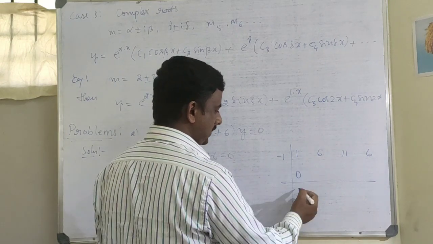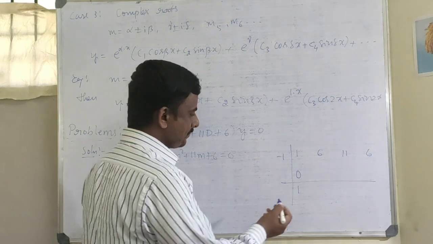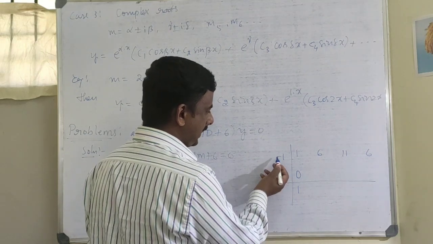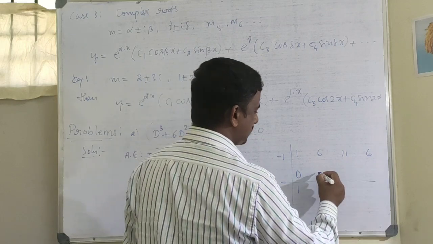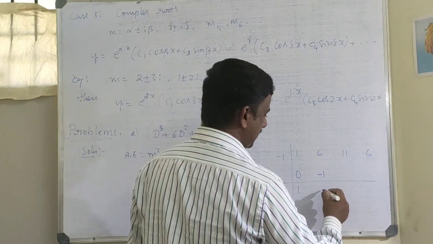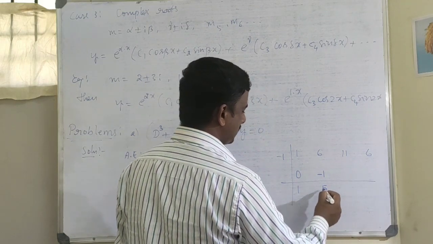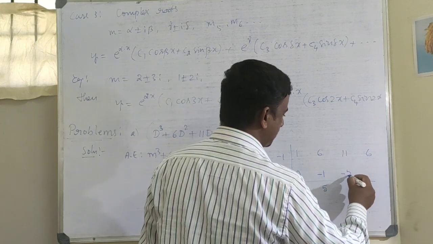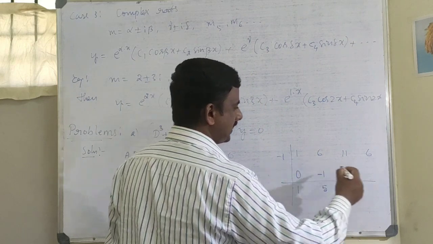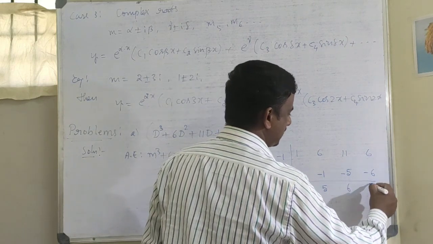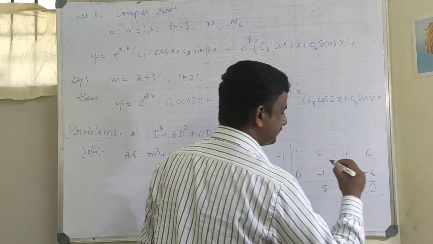Now add these two terms and write their sum here. Now multiply these two and write their product below the second entry. So 1 into minus 1 you get minus 1. So 6 minus 1 you get 5. So 5 into minus 1, minus 5. 11 minus 5, 6. 6 into minus 1, minus 6. Adding these two you will get 0.